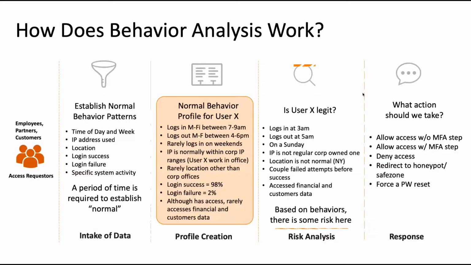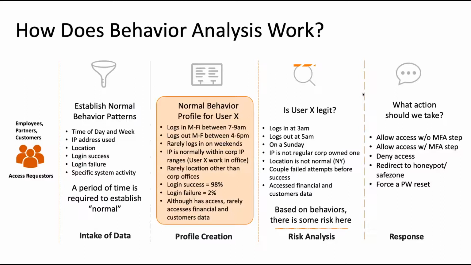So during the risk analysis step, we check the normal against the present. And in this particular instance, our user logged in at 3 a.m., logs out at 5 on a Sunday. The IP is not a regular corp-owned one. Location's not normal, right? We're now looking at New York versus Ohio, for example. Multiple failed attempts before we've had success, and they were accessing the financial and customer data systems. So there's obviously some risk here because most behavior checks are showing some abnormalities.